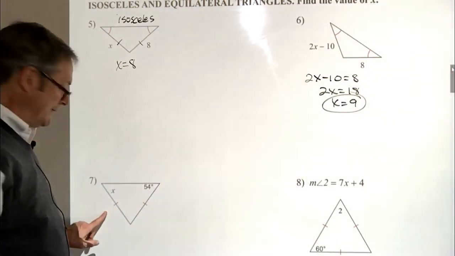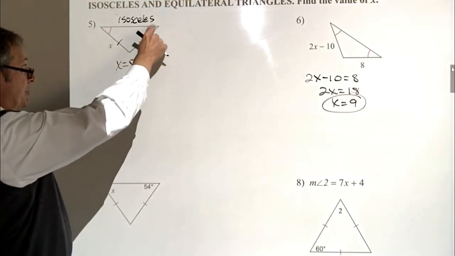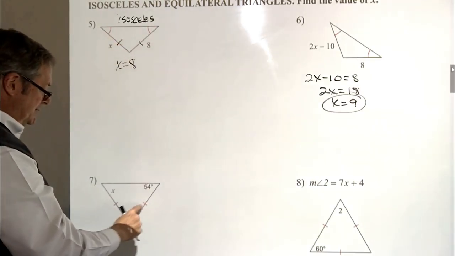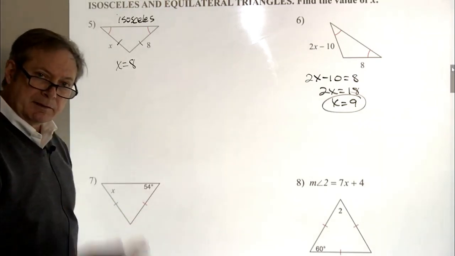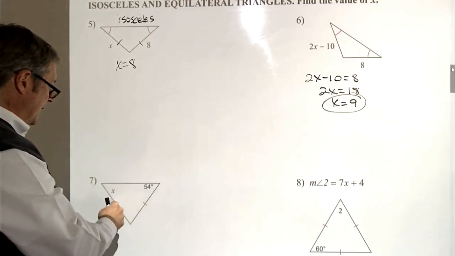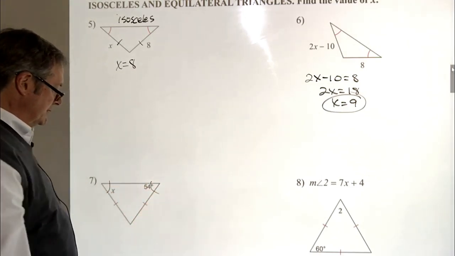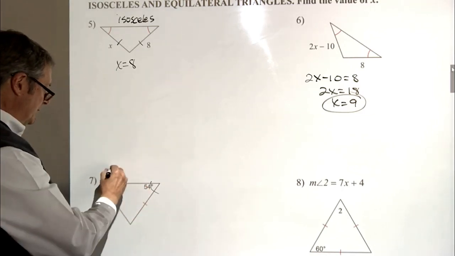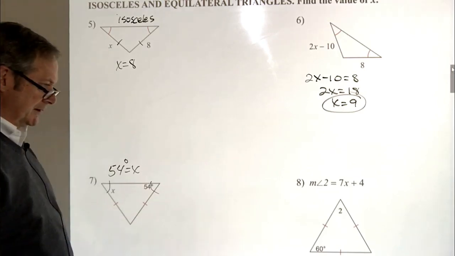Okay, over to number 7. Now, once again, I don't have the base angles tick marked, but I do have two sides that are tick marked. So that means these two sides are congruent. Therefore, this is an isosceles triangle. Well, that means that that angle and that angle are congruent. So if this guy is 54, so is that one, 54 degrees.